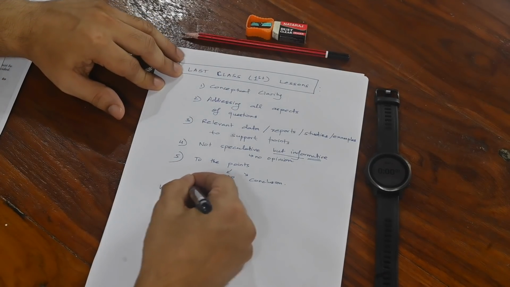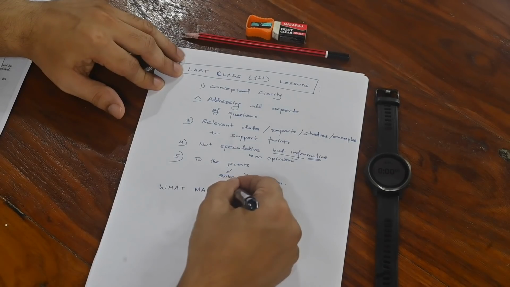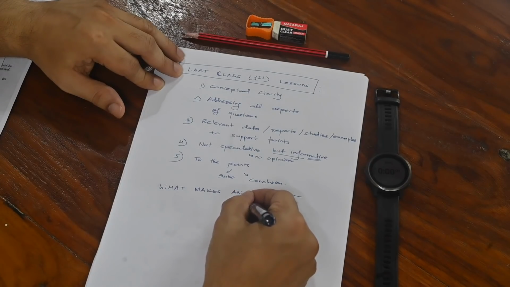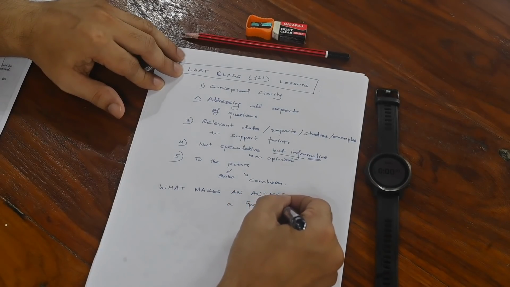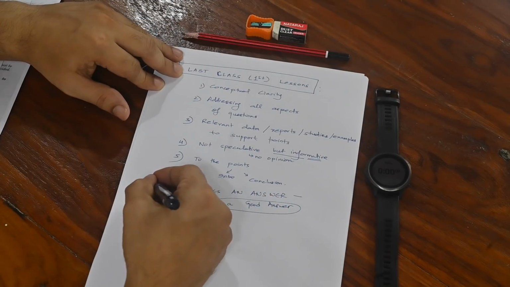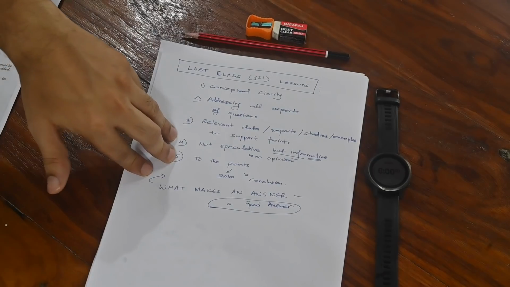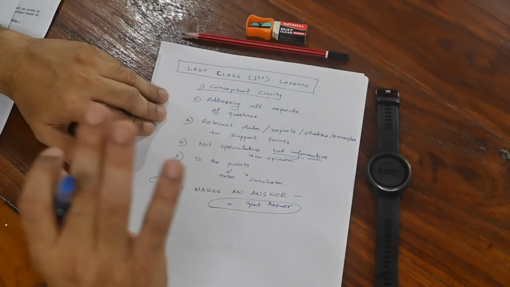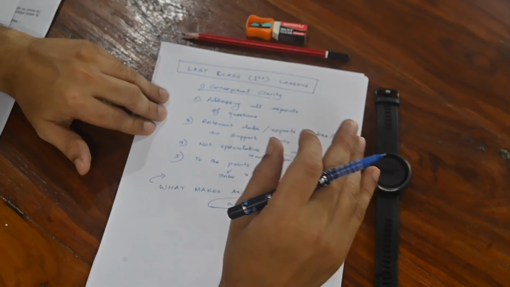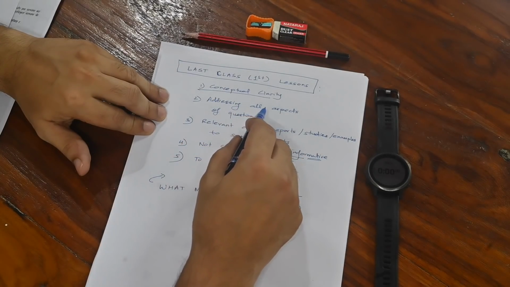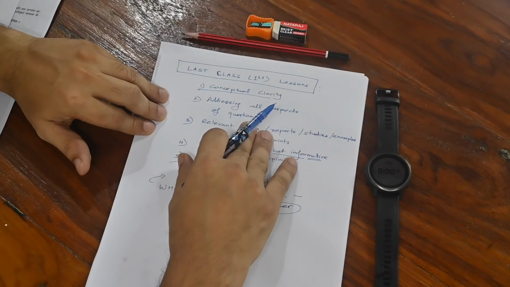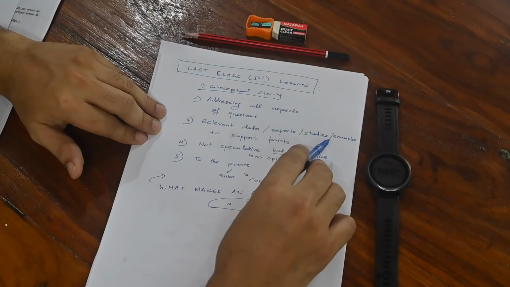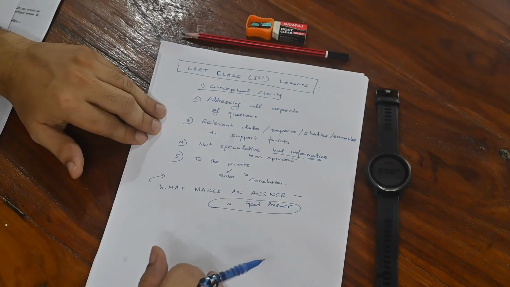What makes an answer a good answer? What are the characteristics of a good answer? These are the 5 things that I think you should focus on when you are writing answers. Number 1, your conceptual clarity should be seen through that answer. Number 2, it should address all the aspects of the question. Number 3, it should have relevant data, reports, studies, examples which support the various points of the answer.